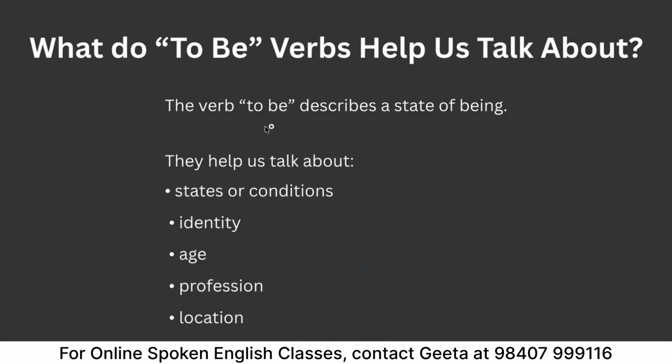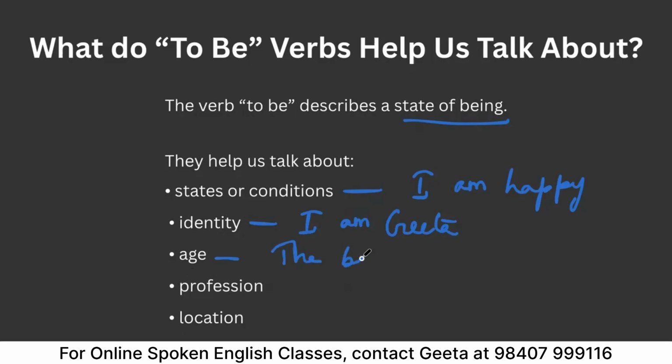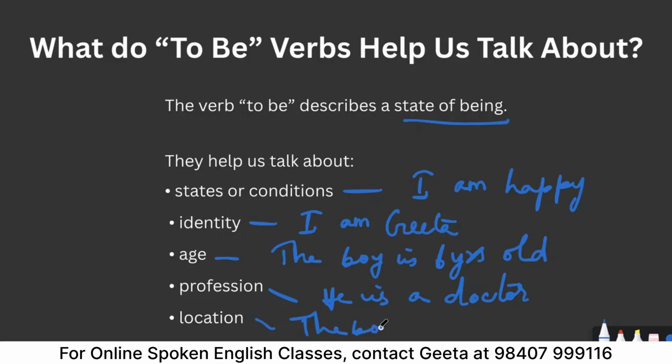Now, to be verbs help us to describe a state of being. So, they help us understand states or conditions. Example: I am happy. Or they help us talk about identity: I am Geeta. Age: The boy is 6 years old. Or profession: He is a doctor. Or location: The book is in the library.